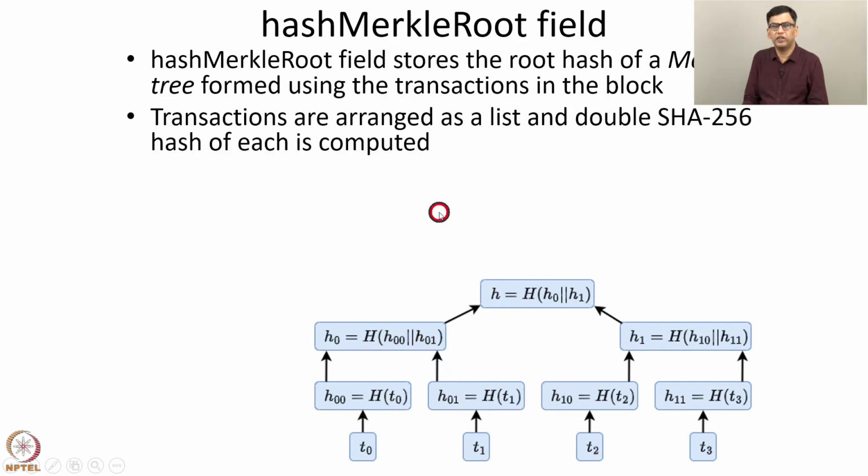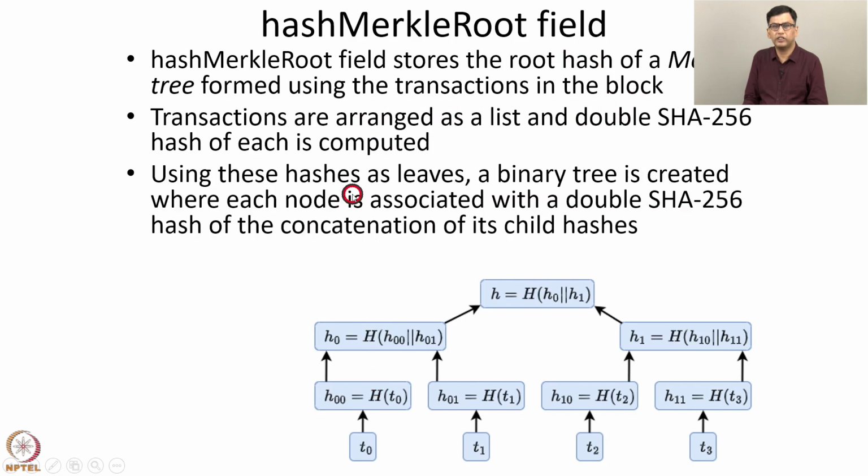The transactions are arranged as a list as shown here, and the double SHA-256 hash of each is computed. The hash function h here denotes a double SHA-256 hash. So each h here is a double SHA-256 hash. Using these hashes as leaves, a binary tree is created where each node is associated with a double SHA-256 hash of the concatenation of its child hashes. For example, we concatenate h0 and h1, and the double SHA-256 hash of that is the hash of the parent of these two nodes.